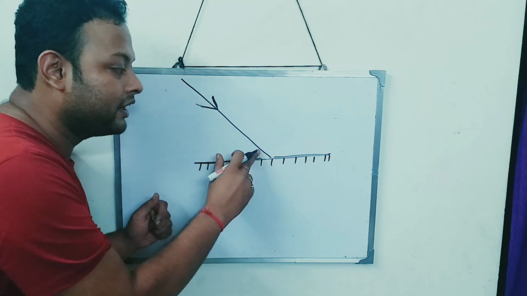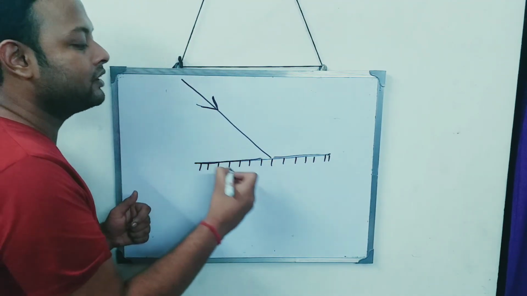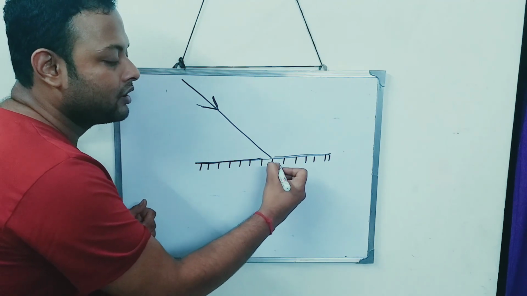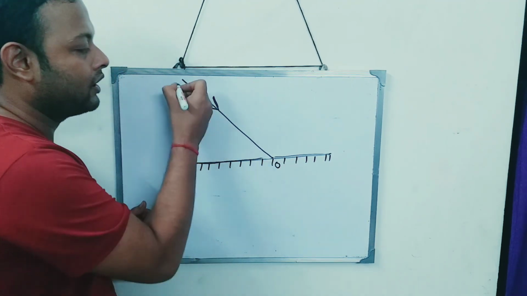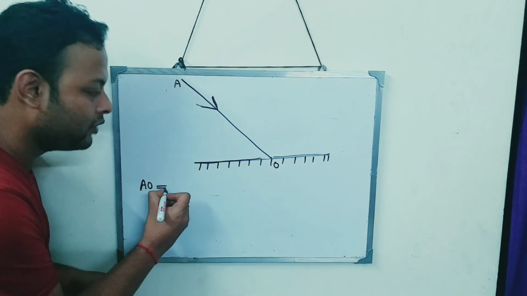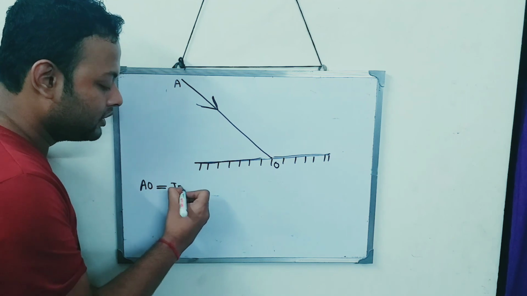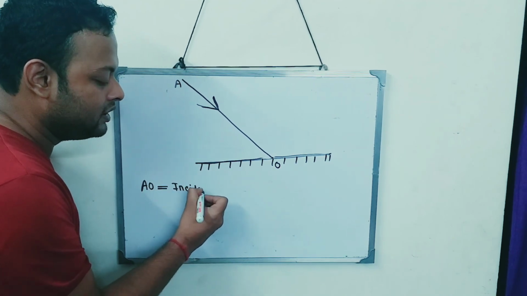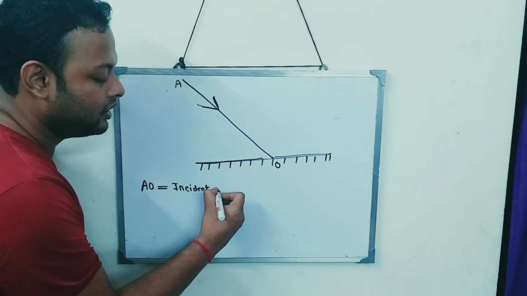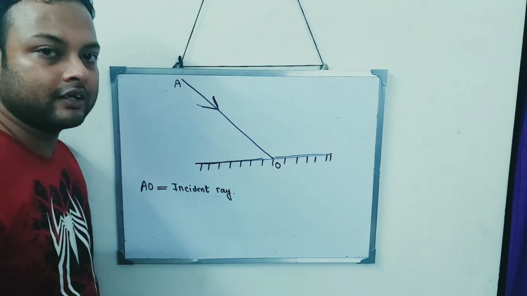So this ray which is coming towards the mirror, I represent it with letters, say this point is called O, and say this is A. So AO is the ray which is coming towards the mirror, and this is called the incident ray. So this is called incident ray.